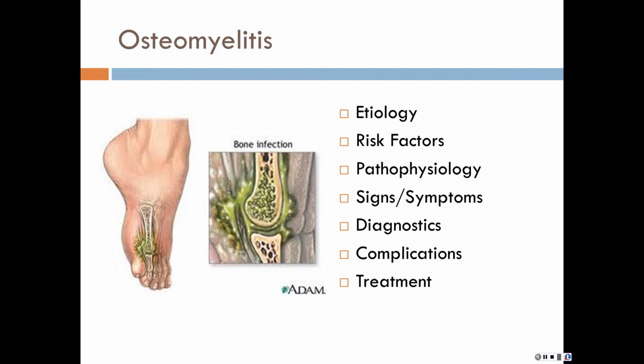So you want them to restrict weight bearing, or non-weight bearing. We want the area to be immobilized. We want to treat them real quickly before they have more bone destruction. The patient might need debridement of the area, so that's surgically where they go in and cut out some of the dead area. They might need drainage of the area, so it could end up being like an incision and drainage. A lot of times it's very painful, so we're going to need to treat our patients with pain medication.